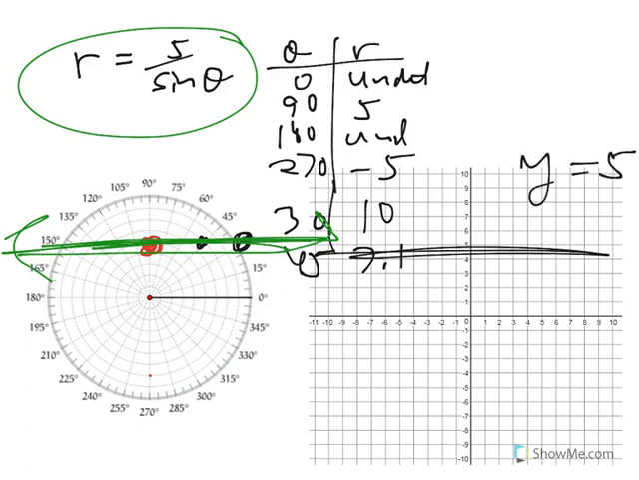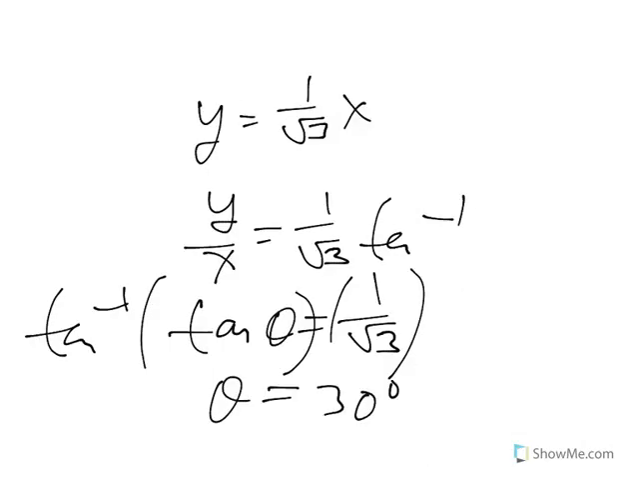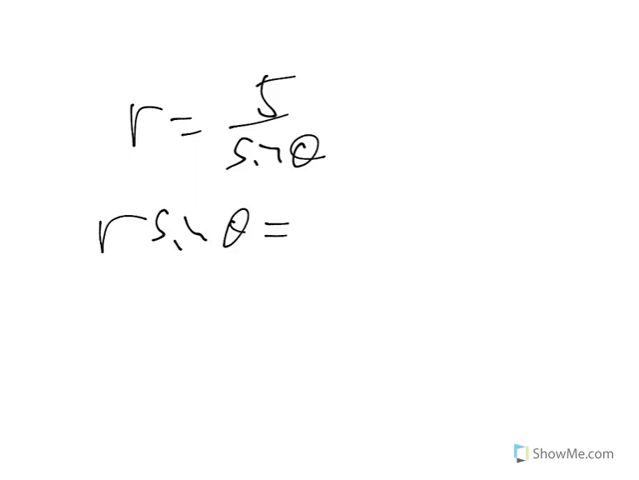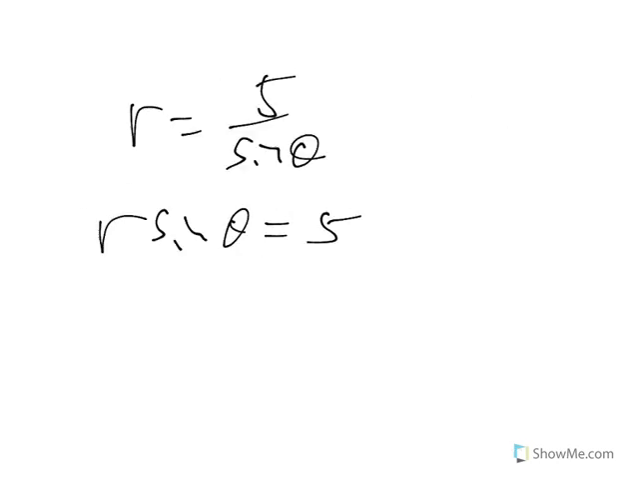So here's an example where the rectangular equation for the thing is much simpler than the polar equation for the same thing. If you wanted to use these rules to convert, watch what we would do. r equals 5 over sine theta. Cross multiply: r sine theta equals 5. Look at these rules. One of the rules is r sine theta is the same thing as y, so y equals 5. So that's how you can convert that way.